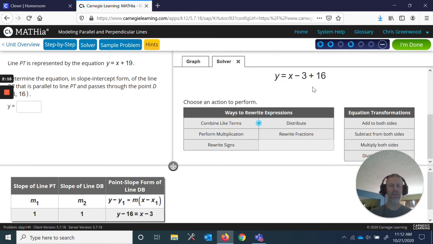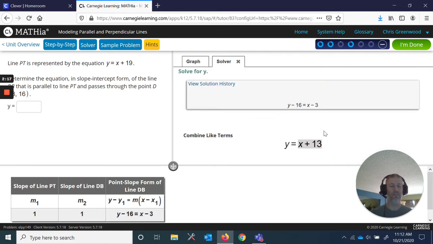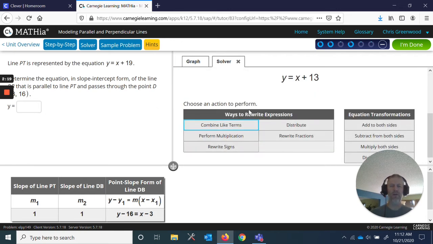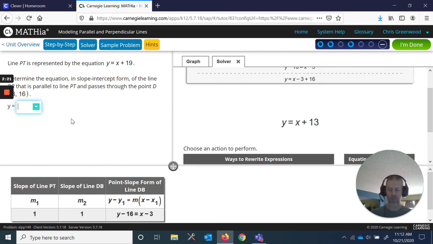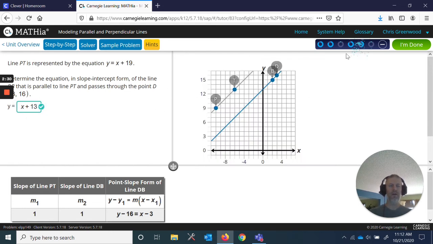We're going to combine like terms. So negative 3 plus 16 is 13. And that should be good. So now I can do y equals x plus 13. And you should see my progress here will probably move a little bit. Yep, that one. Okay, so there's my line. It's parallel because it never crosses.